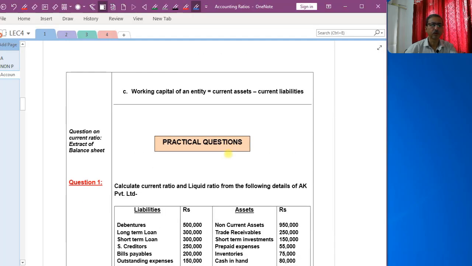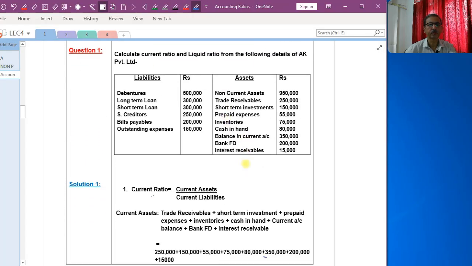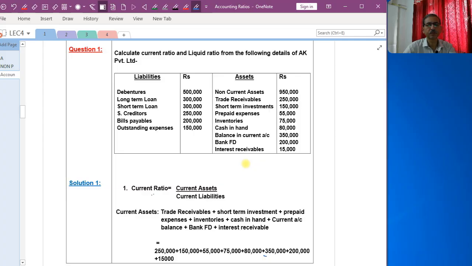Okay, so we will now go through these practical questions. The first basic question is to understand how to calculate the current ratio, and we will go through what is included in current assets and current liabilities. I have also shown this balance sheet in T format, so that will give you a basic idea of how the different items of current liabilities and assets of an entity are presented in the balance sheet of a company.